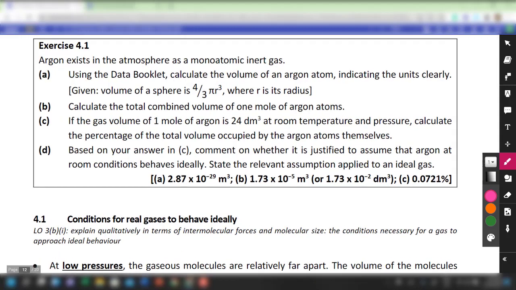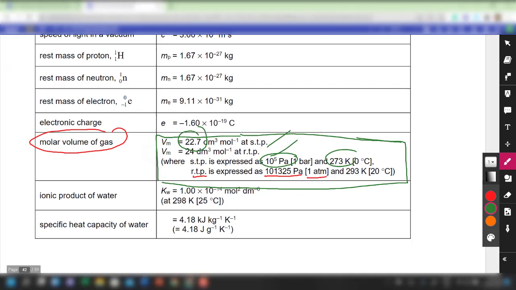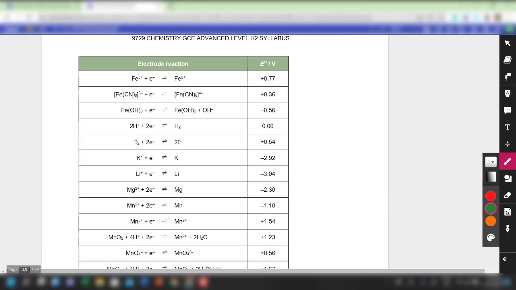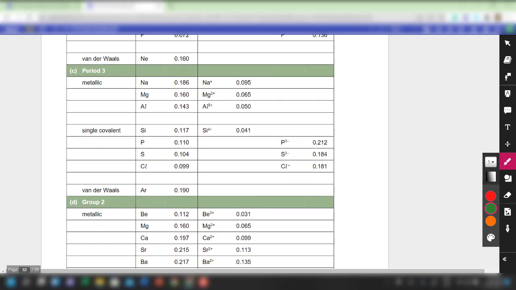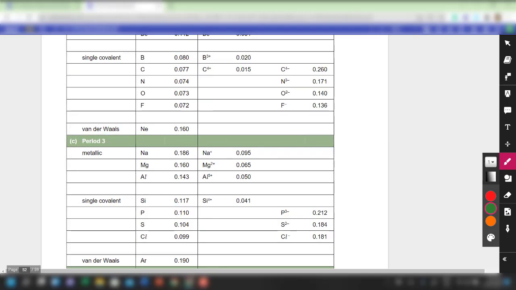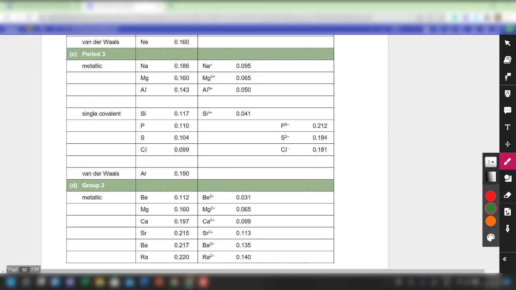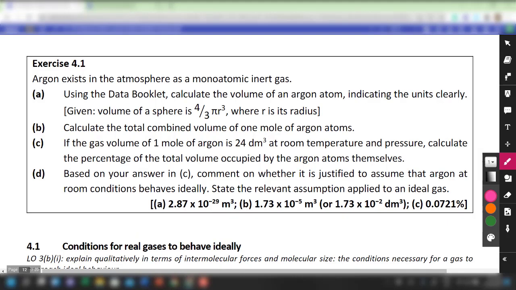So again, to use the data booklet, all you need to do is to go to the relevant information. It's actually found a few pages later, so I think it's found here. Okay, so argon's radius, the units is actually nanometers. So the argon van der Waals radius is 0.190 nanometers. So 4/3 pi r cubed.